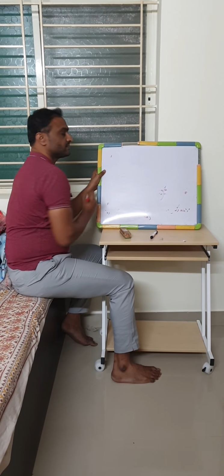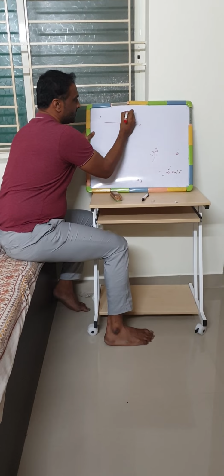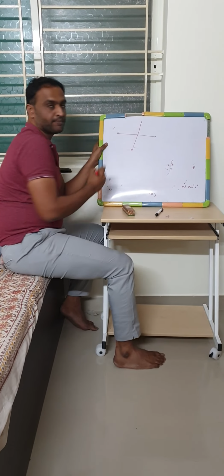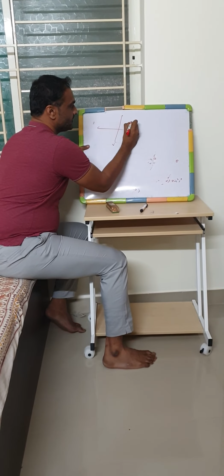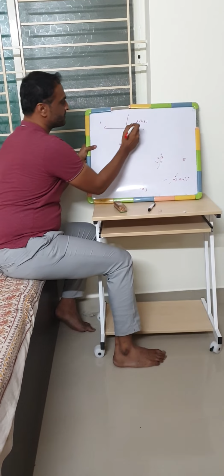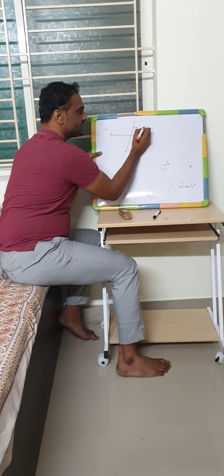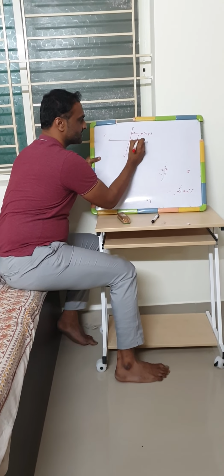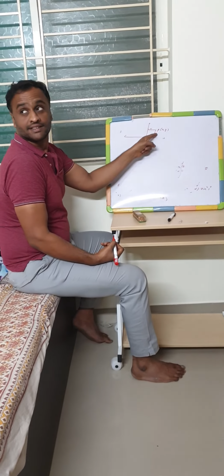First point is in a coordinate plane, right? We represent a point P as x comma y, where x is your perpendicular to the y axis and y is your perpendicular to the x axis, right? So your point P is there, right?